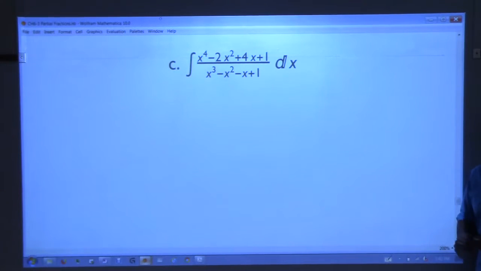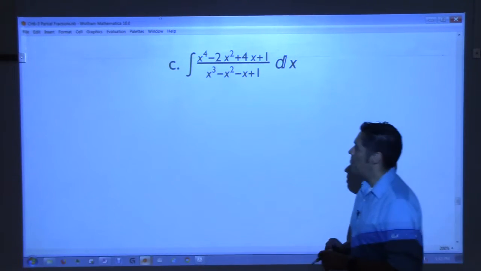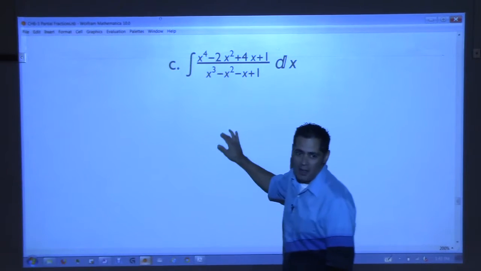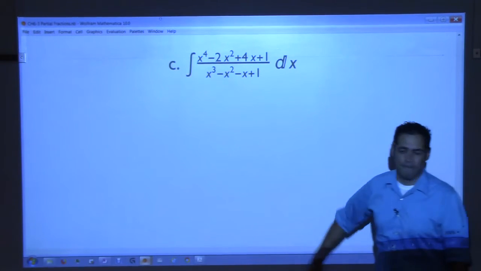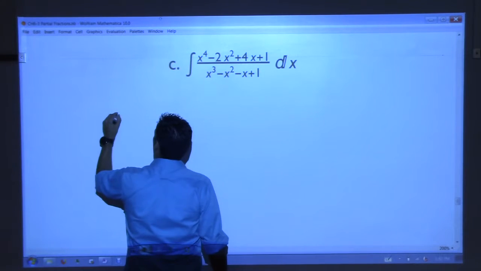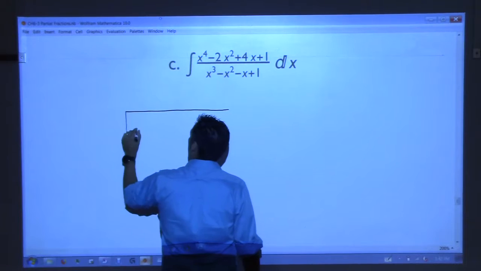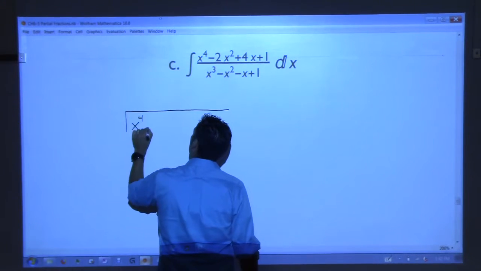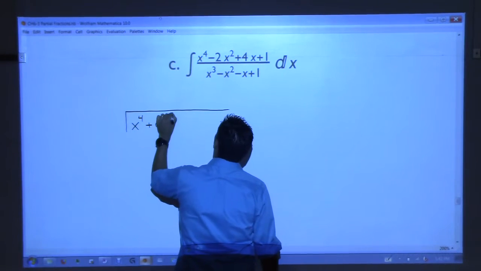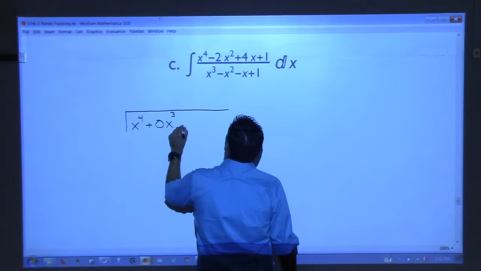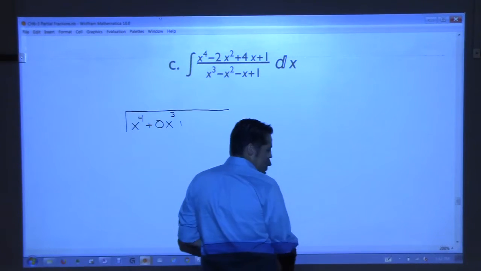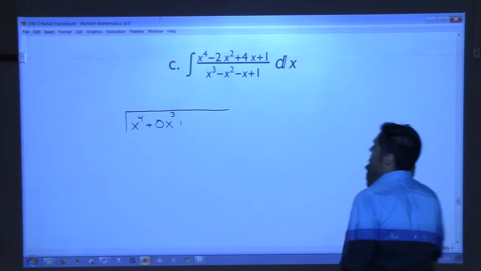So this problem here, we need long division first because we have a power on top that's bigger than the power on the bottom. So let's start with that. I'm going to be doing a bunch of algebra before I even go after this problem, right? So I put here a division box. I put x to the 4th plus 0x cubed minus 2x squared.